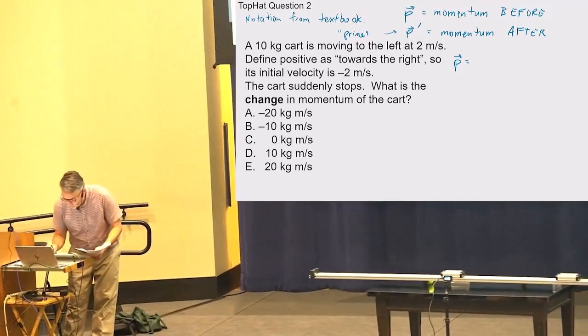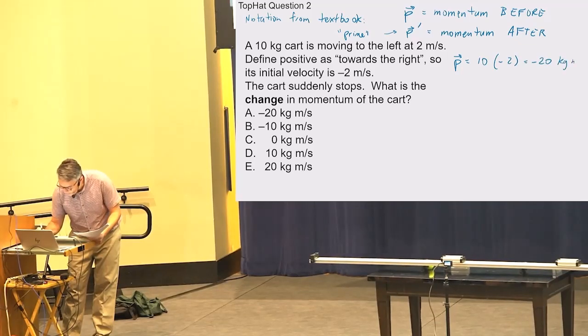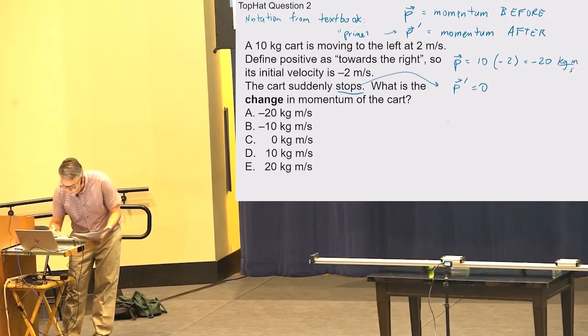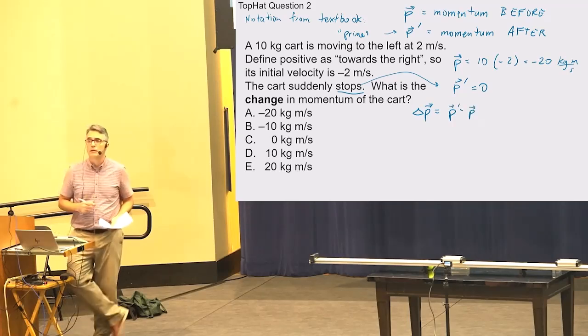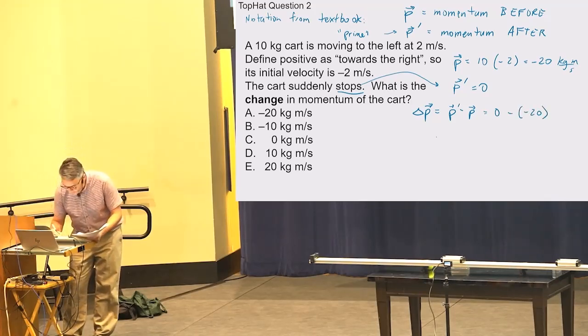But anyway, the idea is that before, it's moving to the left, so you'd say it's 10 times minus 2. So you get negative 20 kilogram meters per second. And then after, P prime, it stopped, so it's 0. So that's before, that's after. And delta P is equal to P prime minus P. Change is always final minus initial. And that's equal to 0 minus negative 20. So the minus, you get a plus. You get delta P is equal to plus 20. And the units are kilograms times meters per second.